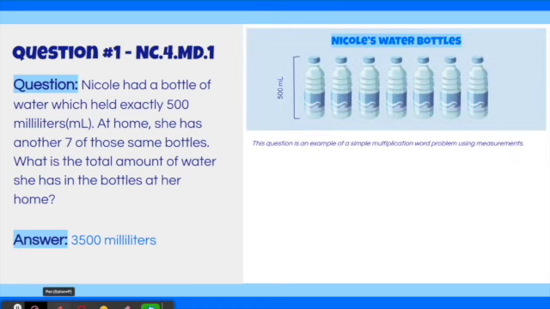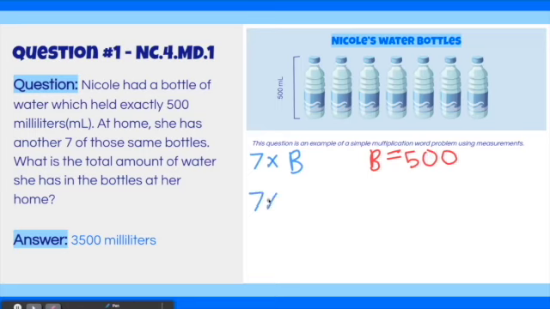That diagram is just so you can get a visualization of how many water bottles Nicole has at home. This question is just a simple word problem using multiplication. We know that Nicole has 7 bottles at home, and we're going to use B to represent bottles. We also know that B is equal to 500 because each one of those bottles holds 500 milliliters. So if we want to find out how much water she has in total at home, we substitute the 500 for B, so 7 times 500. When you multiply 7 and 500, you get 3,500, which is the answer.